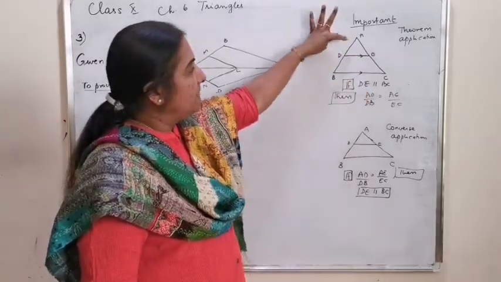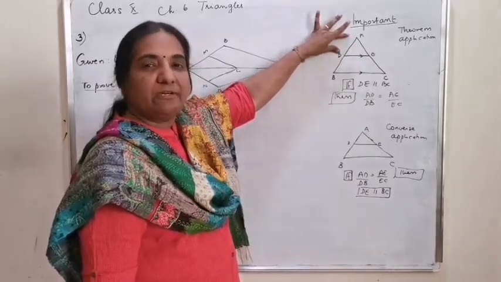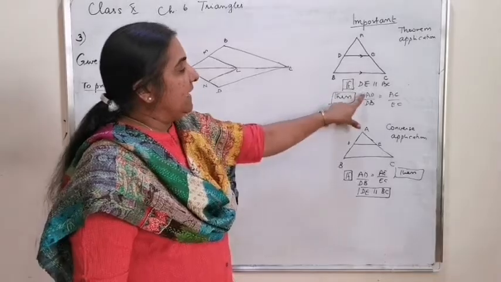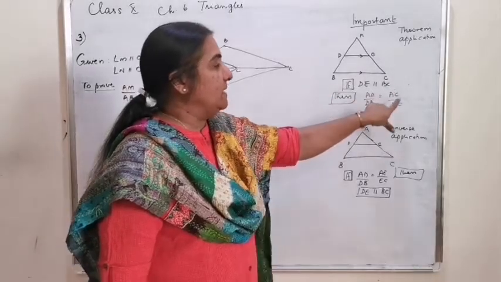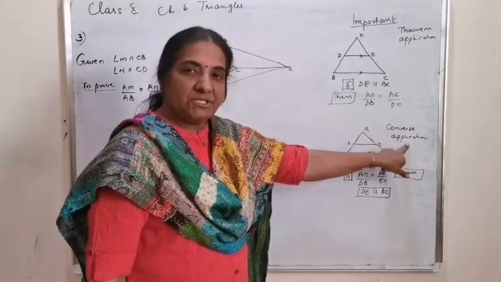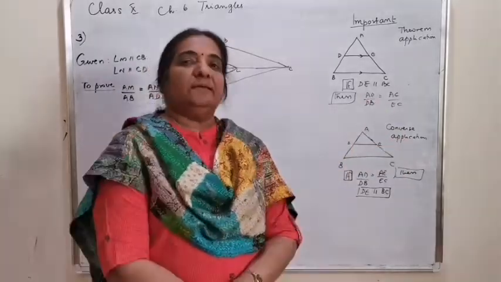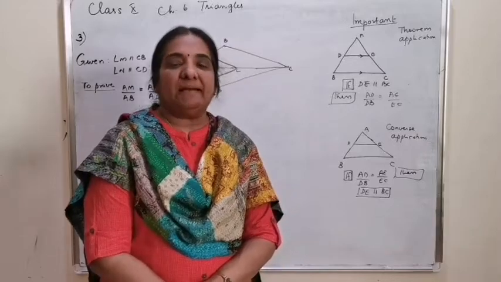You have to get the ratio of any one part, or the measure of any one part, as AD by DB is equal to AE by EC. The converse application is you will be given a triangle and the ratios of the sides. You have to prove that the lines are parallel.